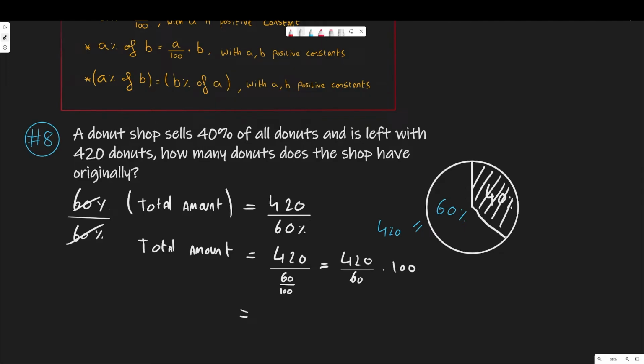Well, 420 can be written down as 7 times 60, because 7 times 6 is 42. Adding a 0 because it's 60, we get 420 over 60, and then just multiply it by 100. So now this 60 and this 60 will cancel and become 1. Oh, this should be 100. So we'll get that 7 times 100 will be the total amount, or 700. Originally the donut shop had 700 donuts, and this will be our answer.